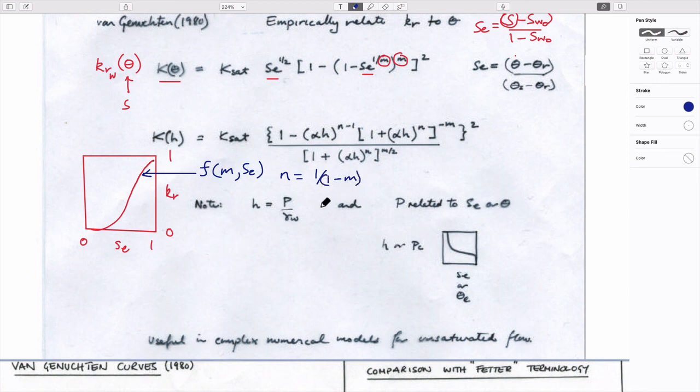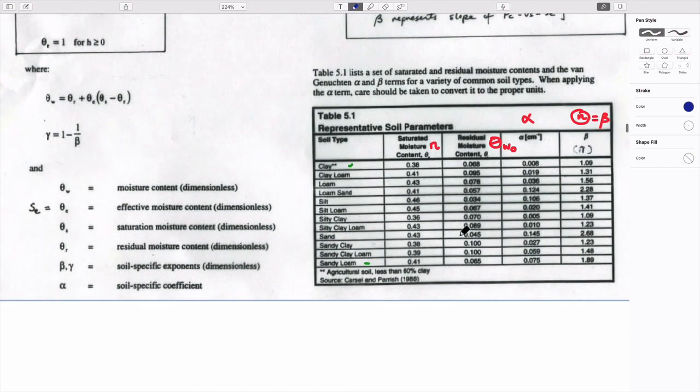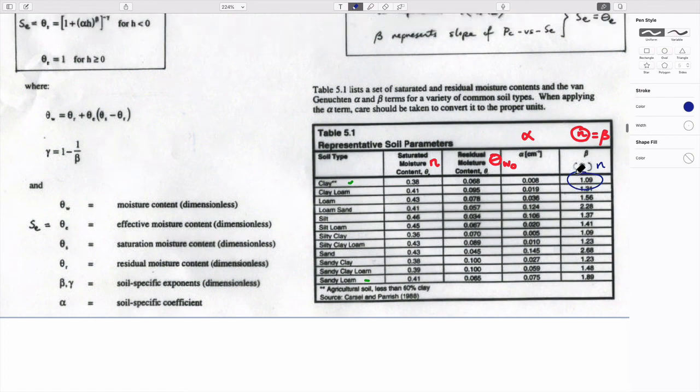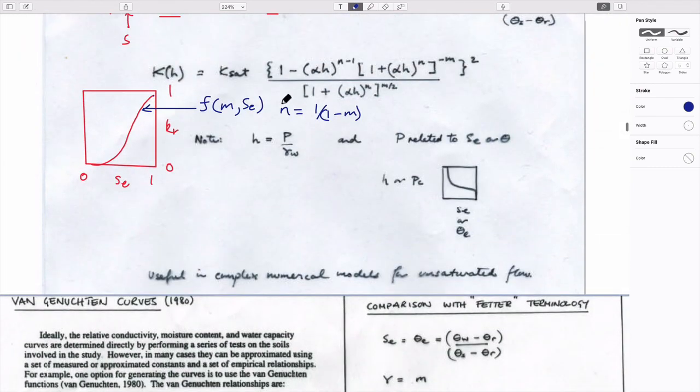And so all by way of saying is, if you want to calculate this relative permeability curve, you need to figure out what your soil is. You need to figure out what the value of n is for that soil. If you know what n is, then you know this, and you can calculate the value of M.